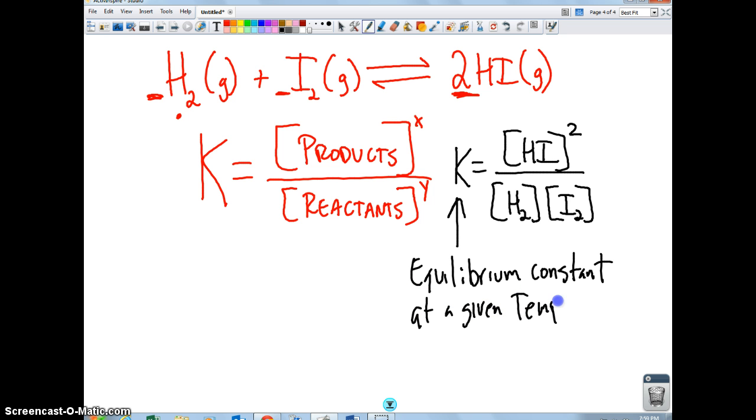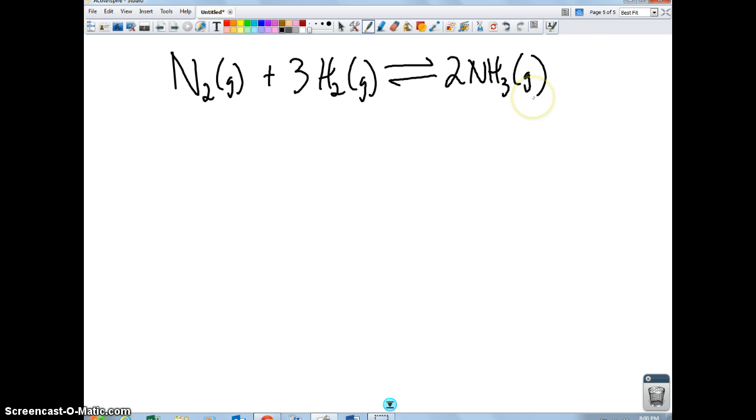Now, if we change the temperature of our reaction, we're going to change the value of K. This expression, products over reactants, is always going to be true for an equilibrium reaction. So, if we were to take any other balanced equation and try to do it with that, it would be exactly the same. Let's look at the reaction of nitrogen reacting with hydrogen to form ammonia.